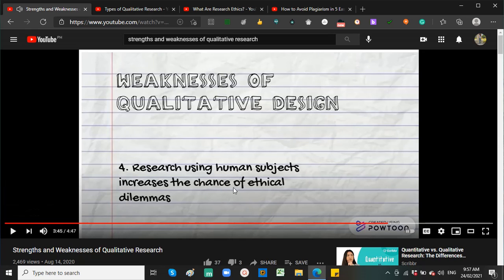So one of the weaknesses in using a qualitative research design would be when we are using human respondents. We would highly encounter some ethical dilemmas since, of course, we have to bear in mind the safety and the security, privacy as well, of the information we get from our respondents. So we have to be very careful in doing the interviews with our respondents, such that we are still following ethics in conducting our interviews. So that's why we will talk about research ethics in a bit.